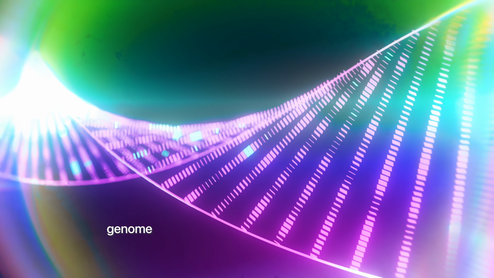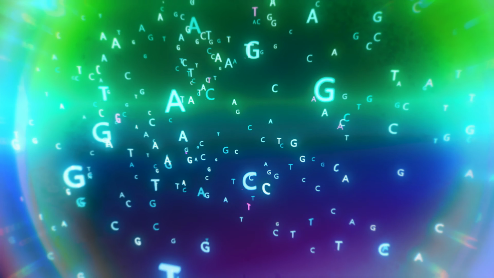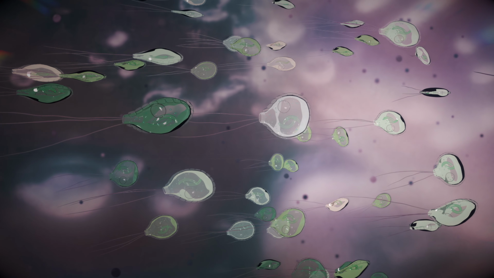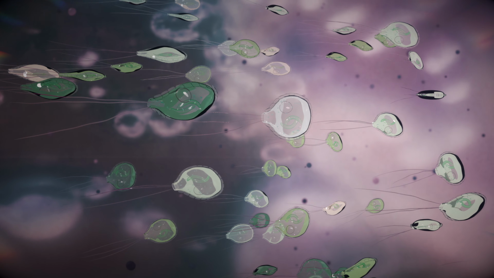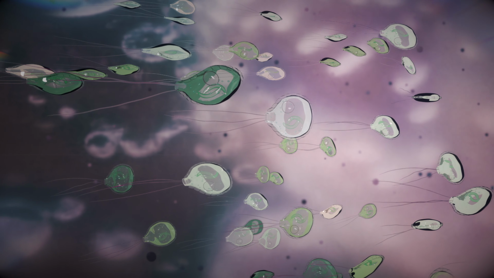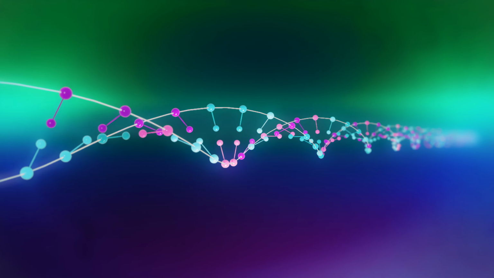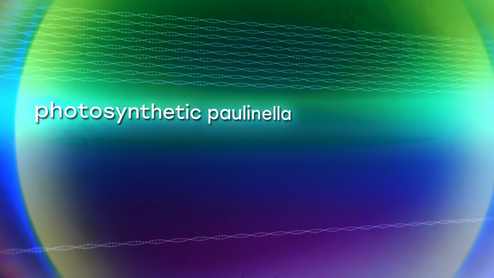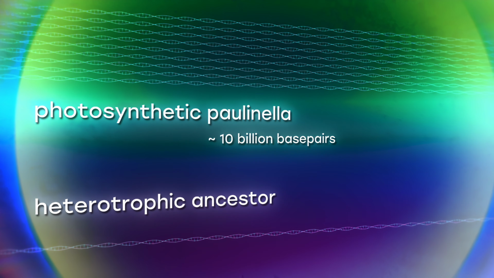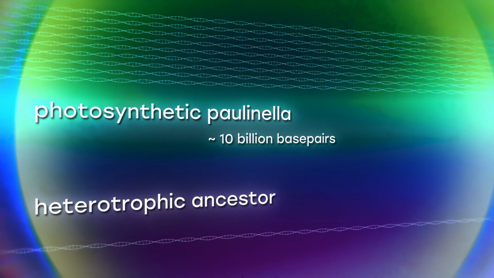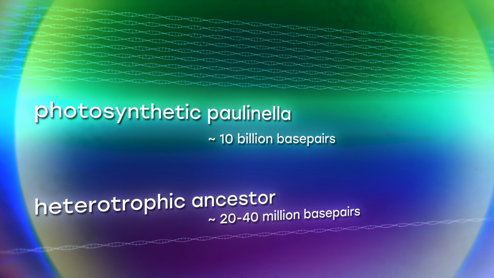We analyzed existing genome and morphological data from several Paulinella lineages and found that, even though they are young in evolutionary terms, they differ greatly from each other with respect to cell size and shape, and in particular, genome features. These genomes vary from about 700 million base pairs in size to almost 10 billion base pairs. This contrasts greatly with the heterotrophic ancestors of Paulinella that are much smaller cells, with relatively tiny genomes of about 20 to 40 million base pairs.